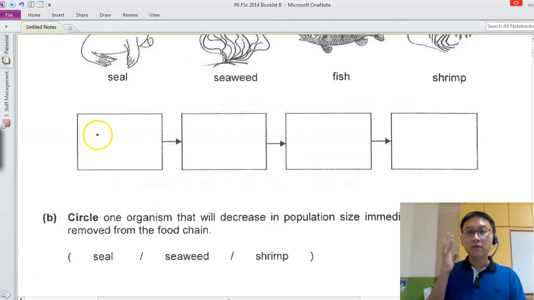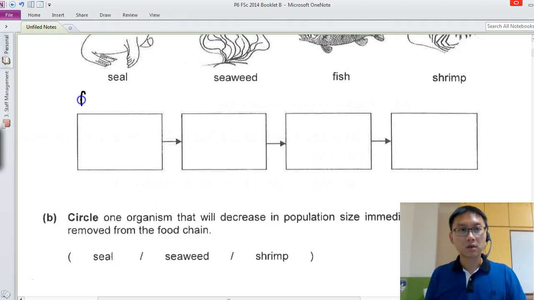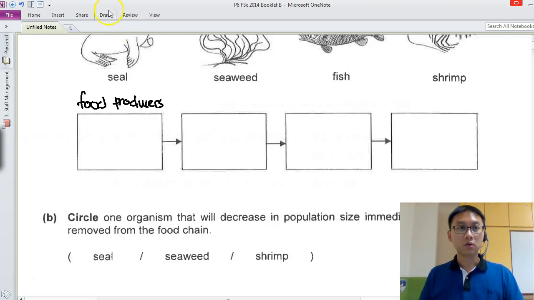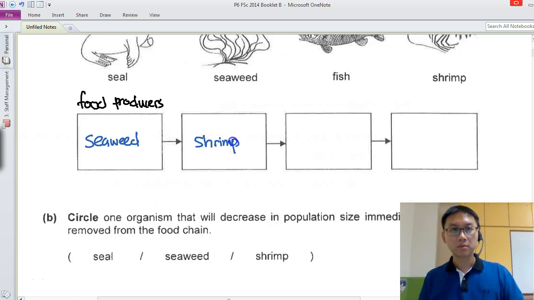Now the first in the food chain is always your producer. It's always your food producer. Now these are just notes that will help you along the way. So the food producer is always a plant, and the first up is your seaweed. Next in the list is your shrimp, because the fish don't really eat the seaweed. Well, it can, but definitely the shrimp don't eat the fish. So the shrimp is eaten by your fish. And finally, your fish is eaten by your seal.